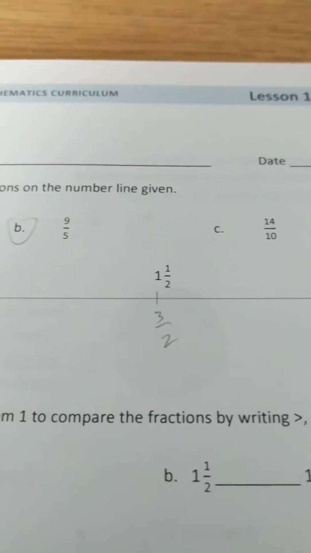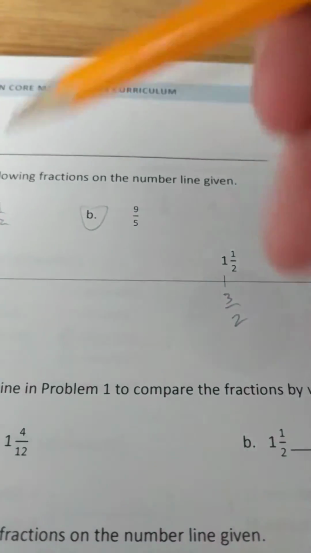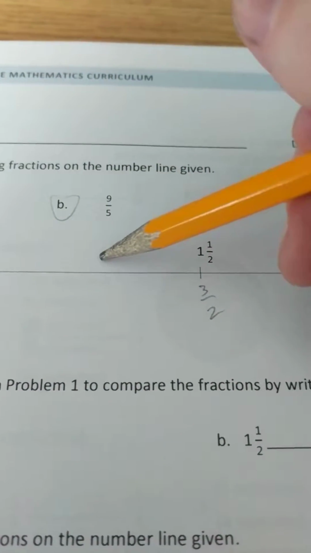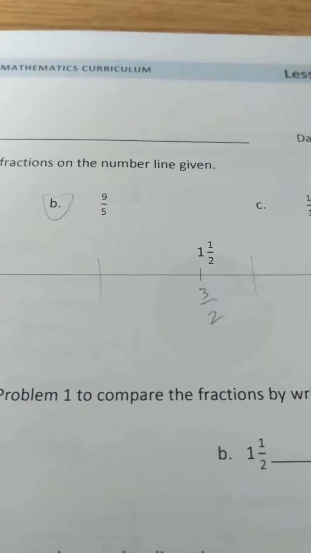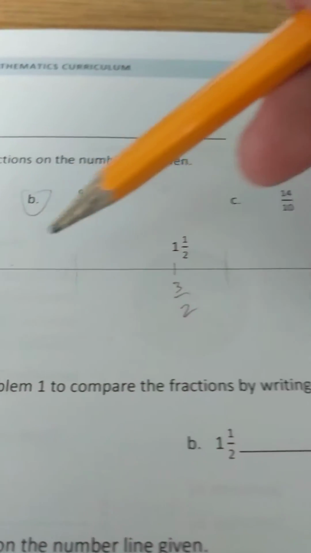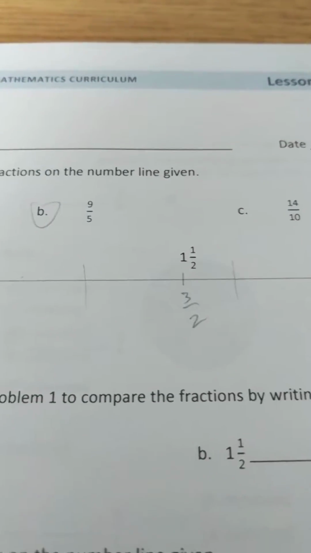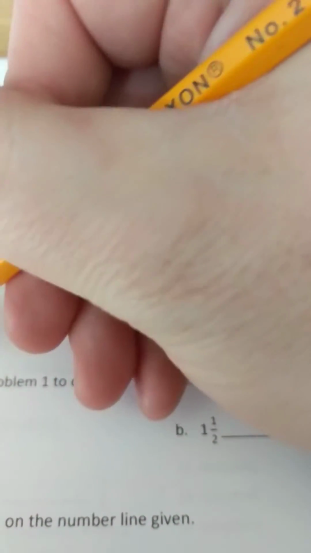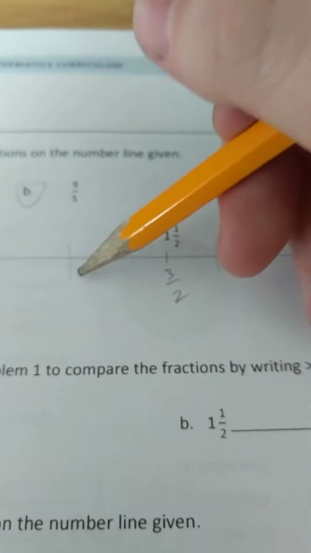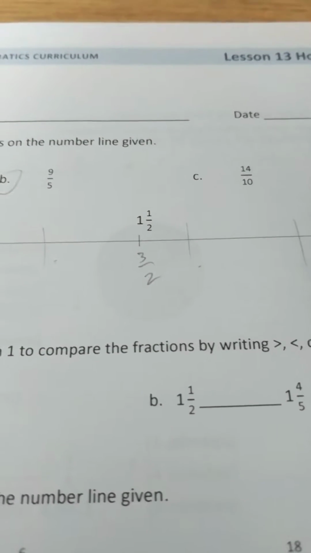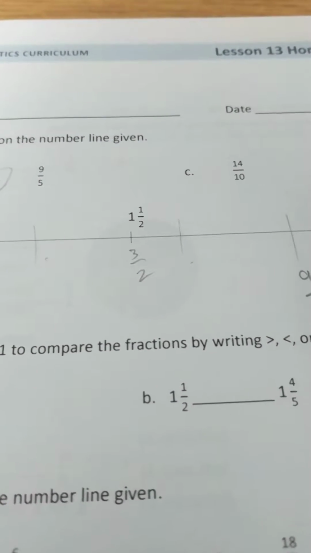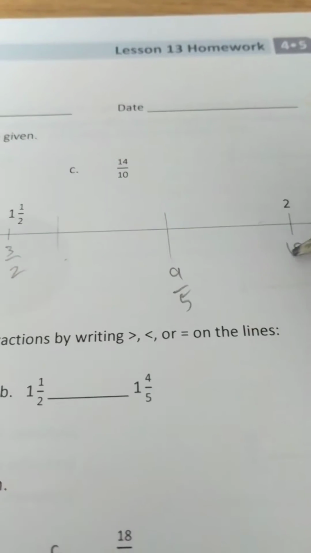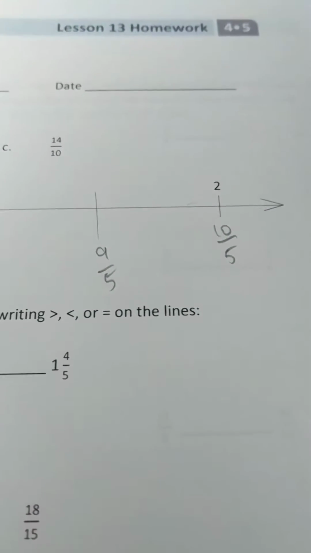9/5. So I'm going to need to break this now into fifths, okay? So 1, 2, 3, 4. I have 1, 2, 3, 4, 5. So I now have fifths. And I'll start at 5/5, 6/5, 7/5, 8/5, 9/5, and we know that 10/5 would be 2 wholes.